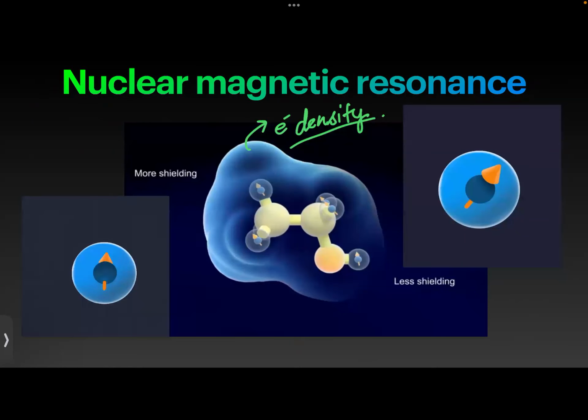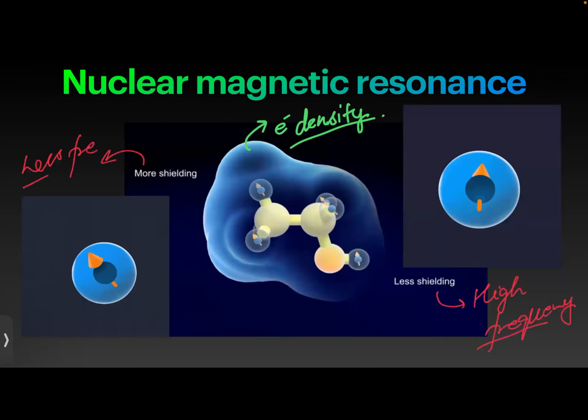So this is a simple example of ethanol. We have talked about the environment being different. So imagine the number of electrons, one side is more. If we are talking about the OH side, there are fewer electrons, and the electron density is very high towards the CH3 side. So the electron shielding is more towards the CH3 side. So the precession is slow, it's less. And if we talk about the less shielded side, the precession will be very high.